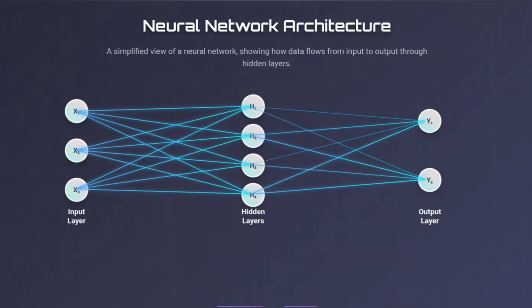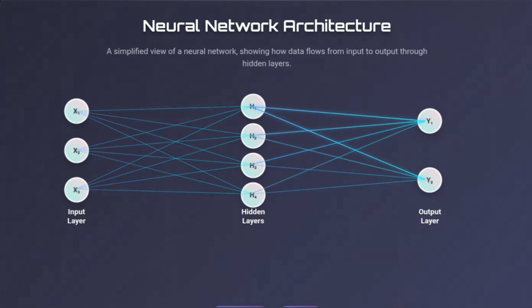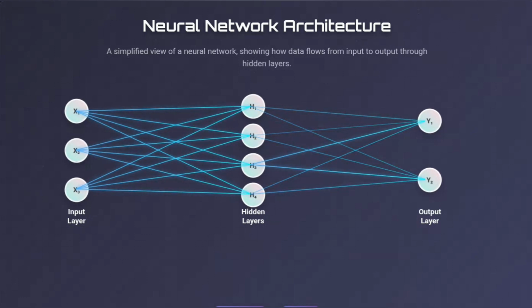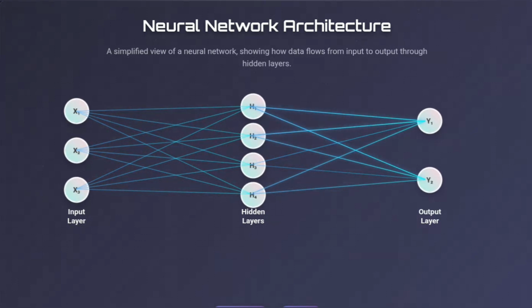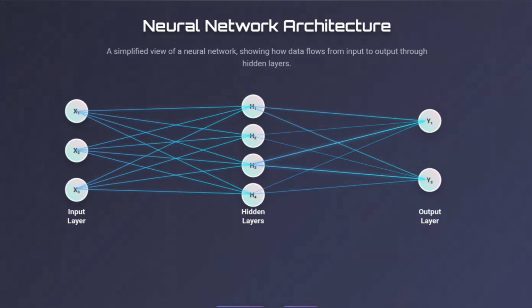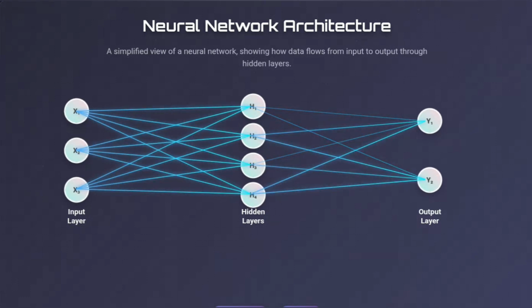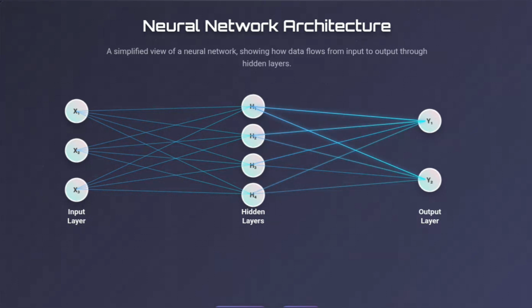In the middle, we have hidden layers, and this is where deep learning gets its name. These hidden layers are where the real learning happens. Each layer transforms the data, extracting increasingly sophisticated features. The first hidden layer might detect simple edges in an image, while deeper layers might recognize shapes, then objects, and finally complex scenes. Finally, on the right, we have the output layer. This produces the final result, whether that's identifying what's in an image, predicting a stock price, or generating text.